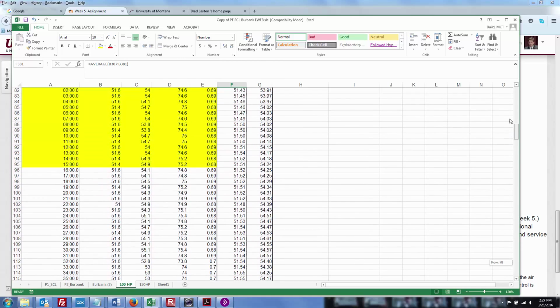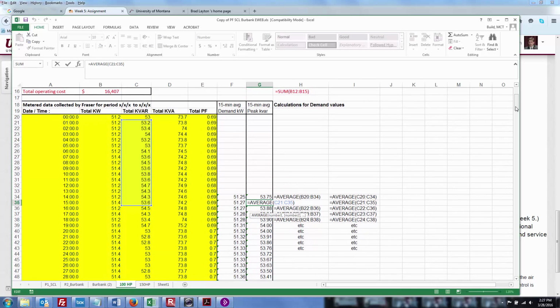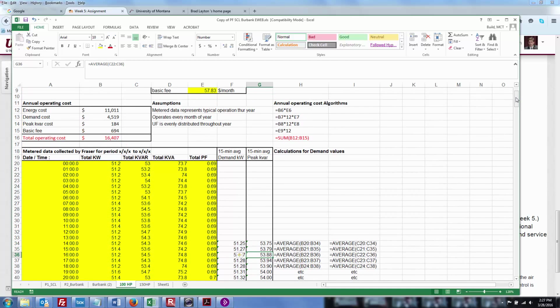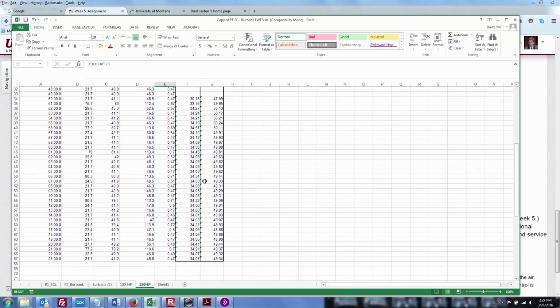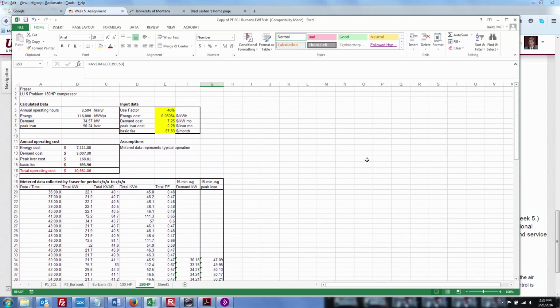And the same thing is done for the kVAR. So we can do it for the 100 horsepower motor. We can do it for the 150 horsepower motor. Again, these are kind of running averages. The use factor is the same. Energy cost is the same. This is your demand cost. There's your kVAR cost. And there's your basic fee cost.